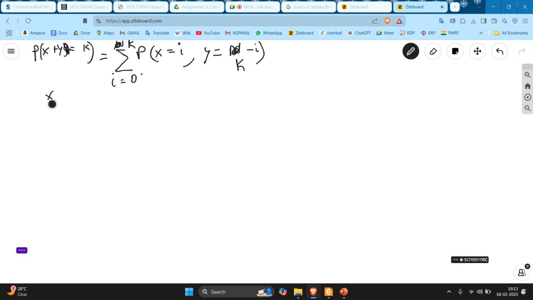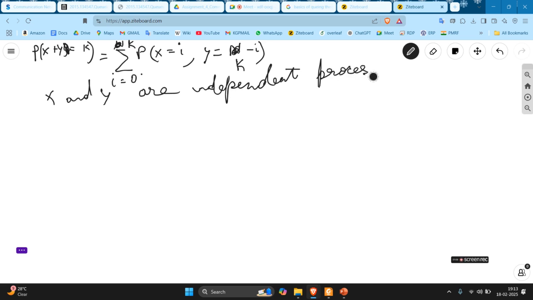Now, x and y are independent processes. The value of x does not depend on the value of y. They are two independent processes, so of course we can split them. For two independent processes, the intersection is equal to the product of the probabilities. So we know this: P of x equal to i times P of y equal to k minus i.